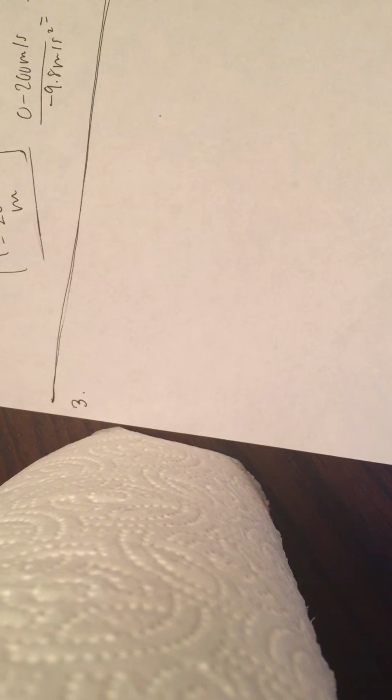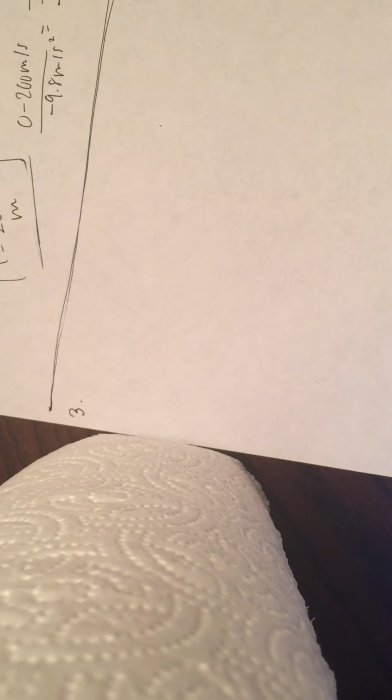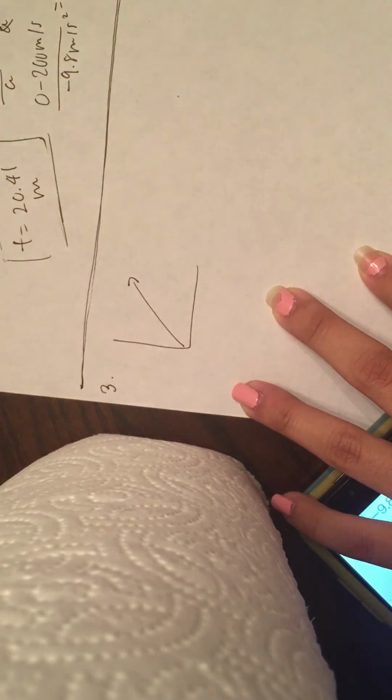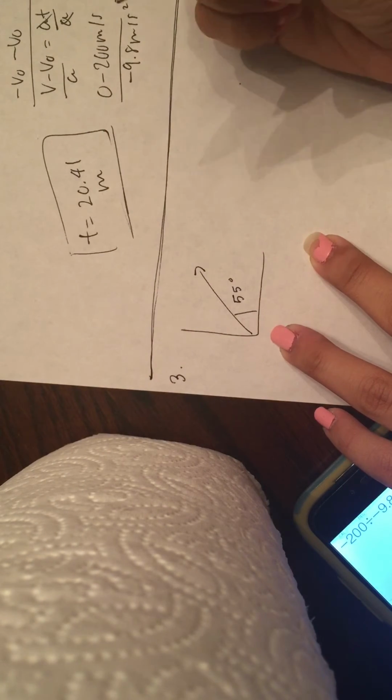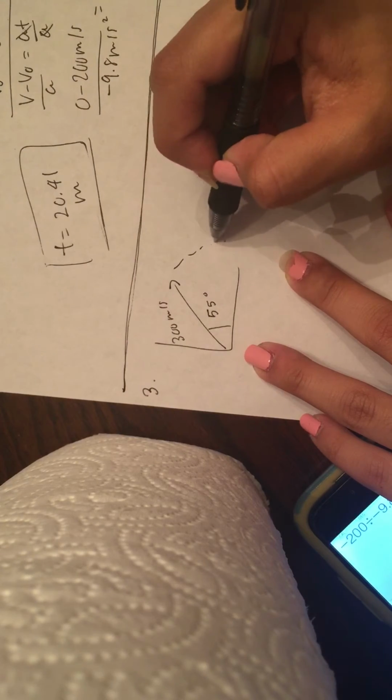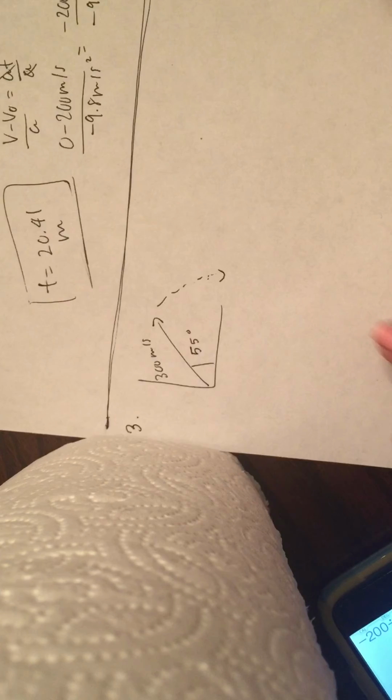And then number 3, I got it wrong. I only did a part of it, but I used the wrong equation to do the problem. Find the coordinates of an artillery shell that explodes 39 seconds after it's shot at 300 meters per second at 55 degrees above the horizontal. So draw the picture out. You have a 55 degree angle and it's shot at 300 meters per second. So draw that.